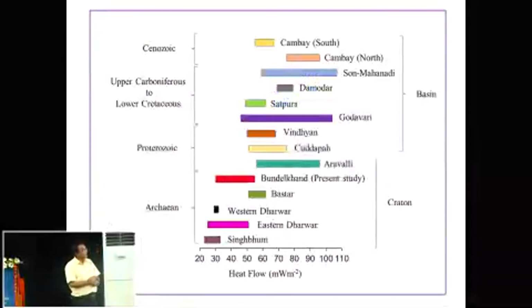On the basis of the heat flow and the geophysical structure, we are now in a position to say that the Bundelkhand Craton is like Singhbhum, Eastern Dharwar, Western Dharwar, and Bastar. It is a category of craton, having a thick lithosphere and other things, while others are either mobile belts or basins.